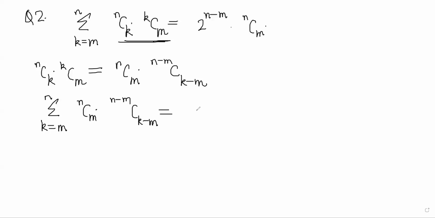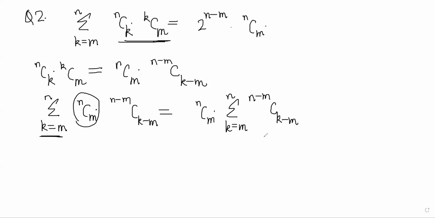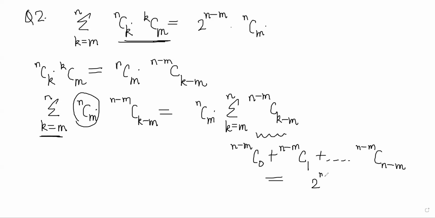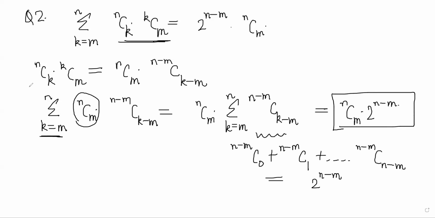Now here we can take the nCm out common because it doesn't have a k. Summation is over k, so we can take it out common, and we have the summation k goes from m to n of (n-m)C(k-m). So basically this is a simple summation. Expanding it, you will put k equal to m, it will become this. Then you will put k equal to m plus 1, it will become this, and so on. Finally, k equal to n, it will become (n-m)C(n-m), right? So this is simply 2 power n minus m. So our question is done: nCm times 2 power n minus m. Question is done because we are using the correct formula here.